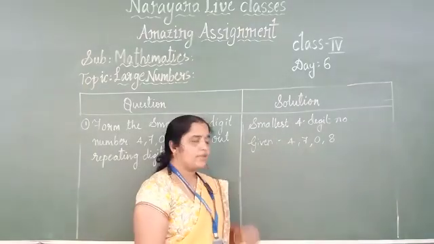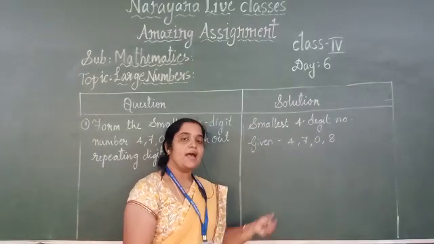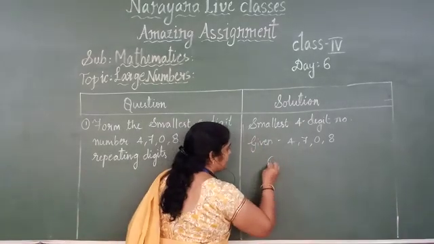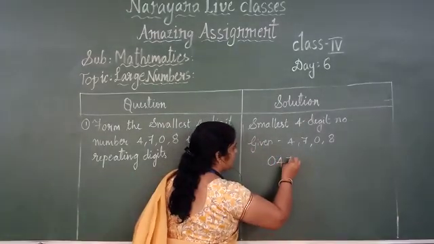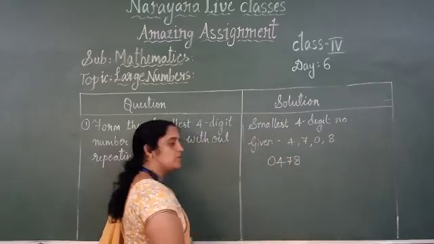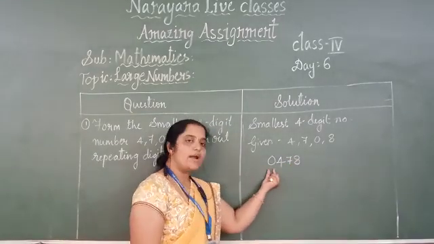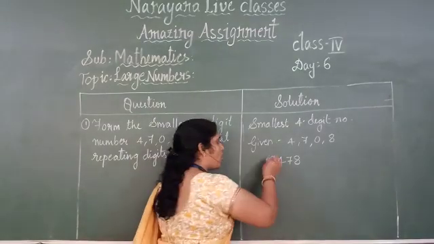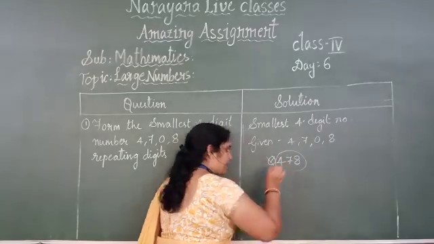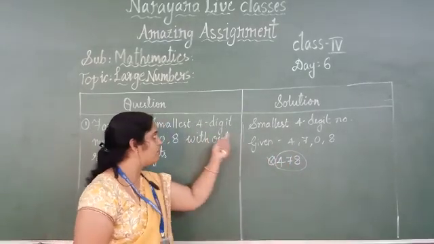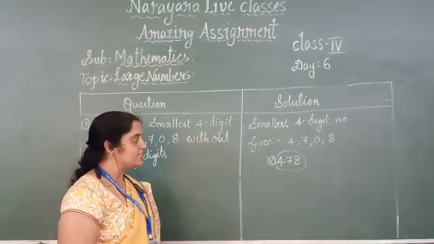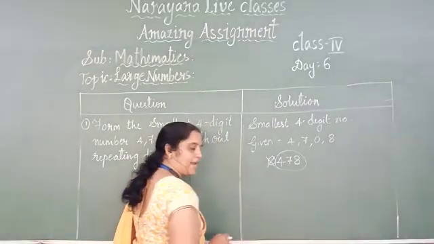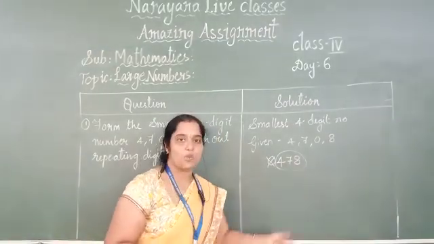Now we will arrange the numbers in ascending order to form the smallest 4-digit number. So, what is the smallest number? 0, 4, 7, 8. If I write the 0 at the start of the number, the 0 has no value, so it will become a 3-digit number. But they asked to form a 4-digit number. So in this case, the 0 should not be written first.